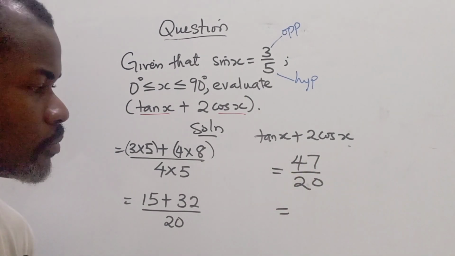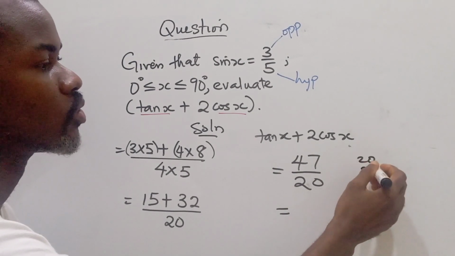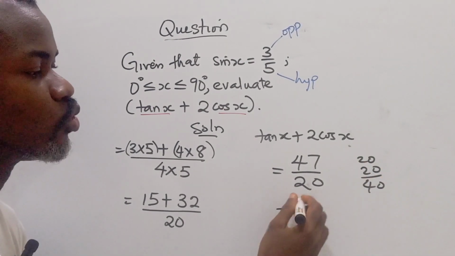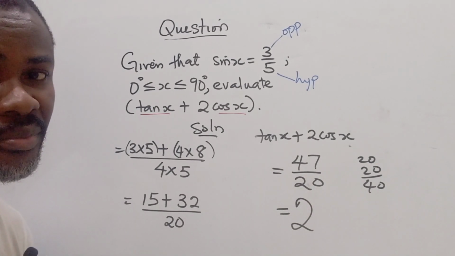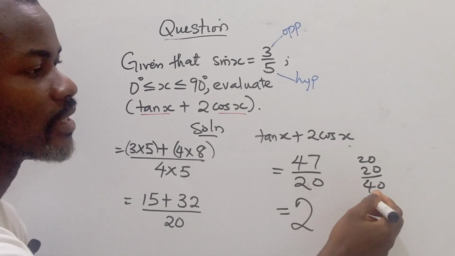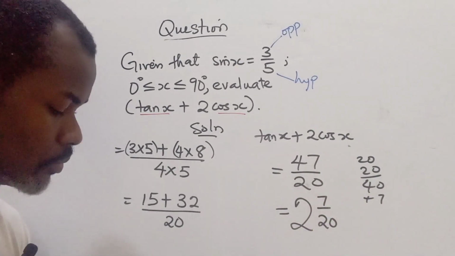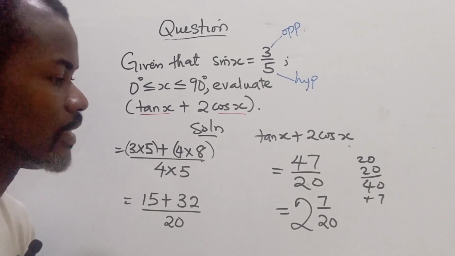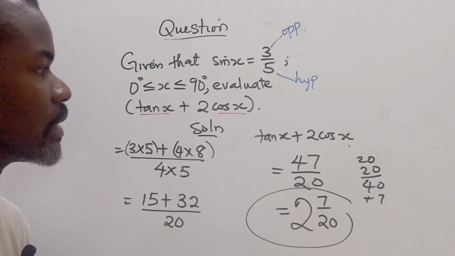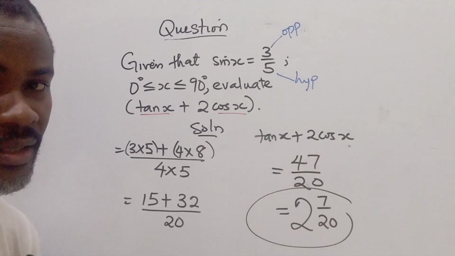So how many 20s do we have here? We have 20 plus 20, that's 40. So we have 2 20s, right? So how many will remain? From 40, we need to add 7. So 7 is the remainder over 20. So this gives us the solution to tan x plus 2 cos x.